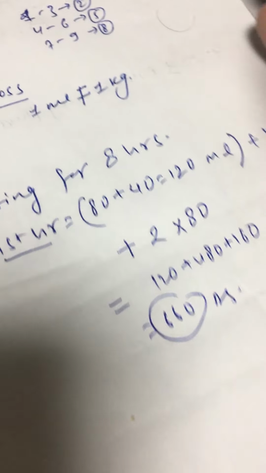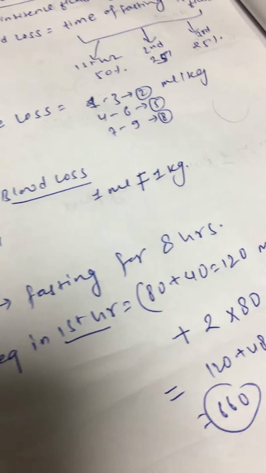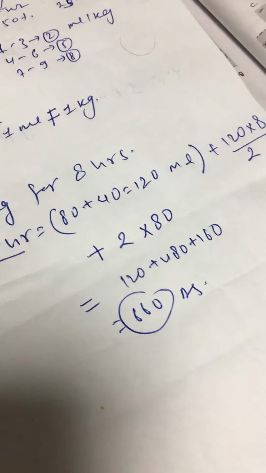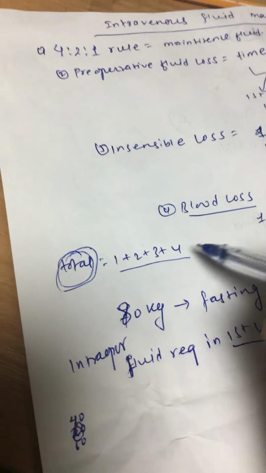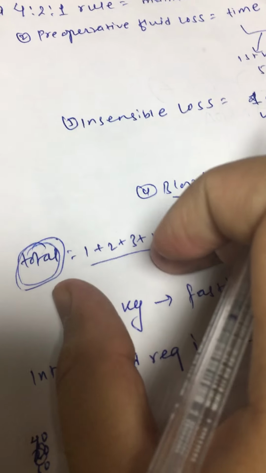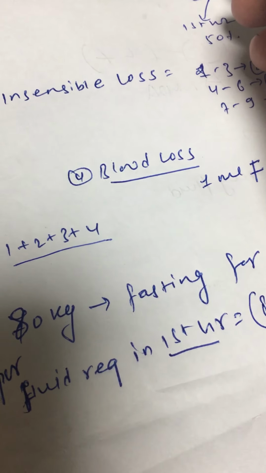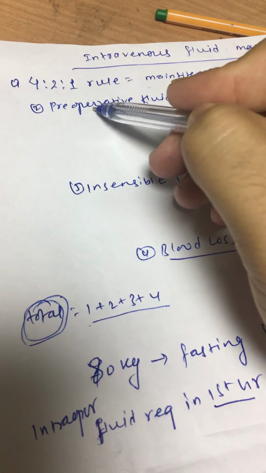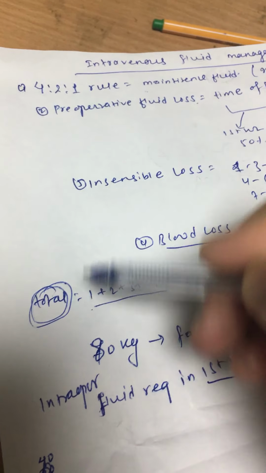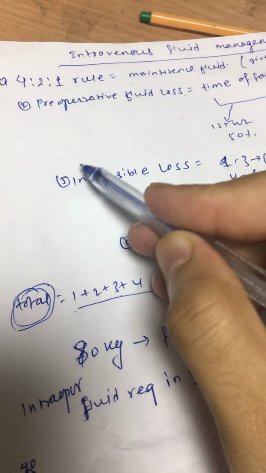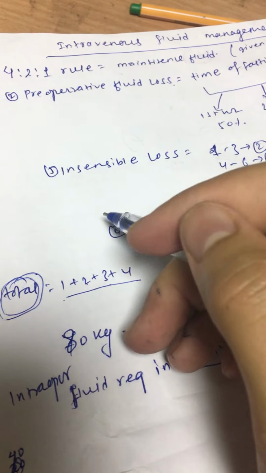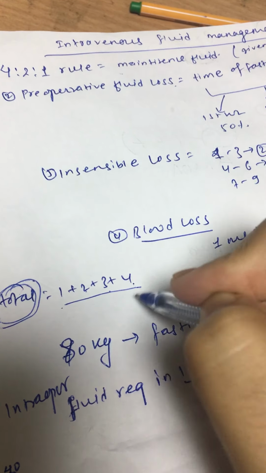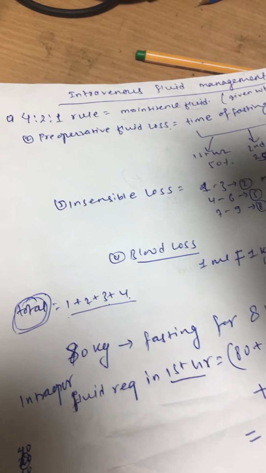Intravenous fluid management, right? How will you calculate? To calculate the intravenous fluid that is required during operation, we will calculate total fluid by adding four parameters. The first, we should know the maintenance fluid, one. Then we will calculate pre-operative fluid loss, two. Then you will calculate insensible loss, that is fluid loss through evaporation, and we will calculate the blood loss. So how will you calculate maintenance fluid?